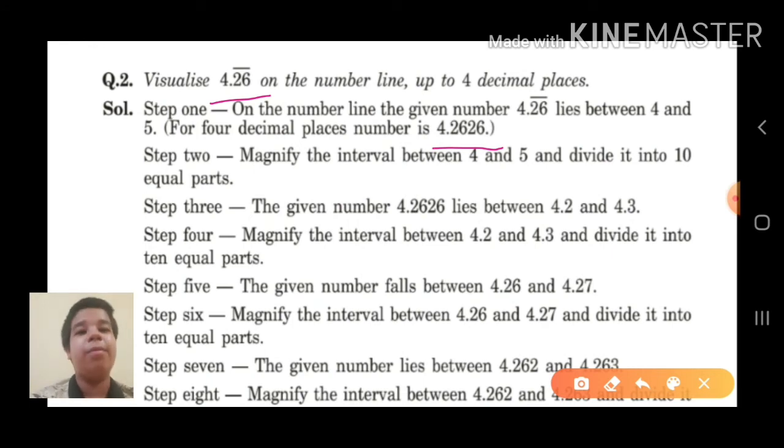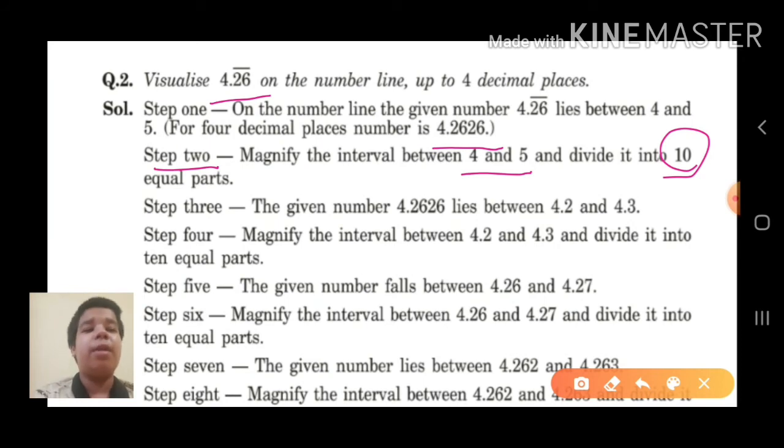So let's start the solution. Step 1: on the number line, the given number 4.26 with a bar lies between 4 and 5. And as we know, for 4 decimal places, the number is 4.2626. Now, step 2 is magnify the interval between 4 and 5. Since the number lies between 4 and 5, we have to magnify that interval and divide it into 10 equal parts. The step 3 is the given number 4.2626 lies between 4.2 and 4.3.